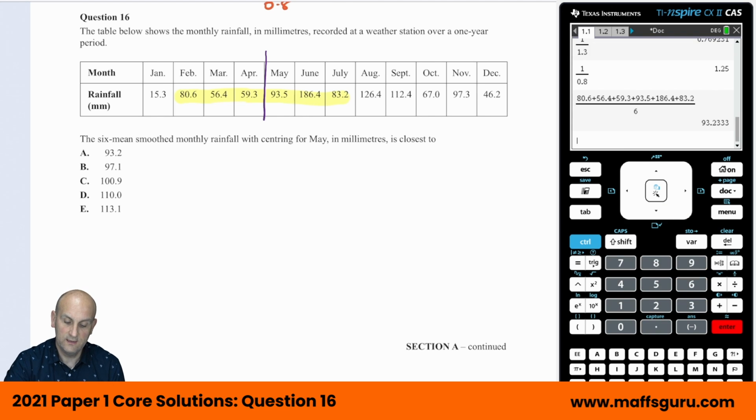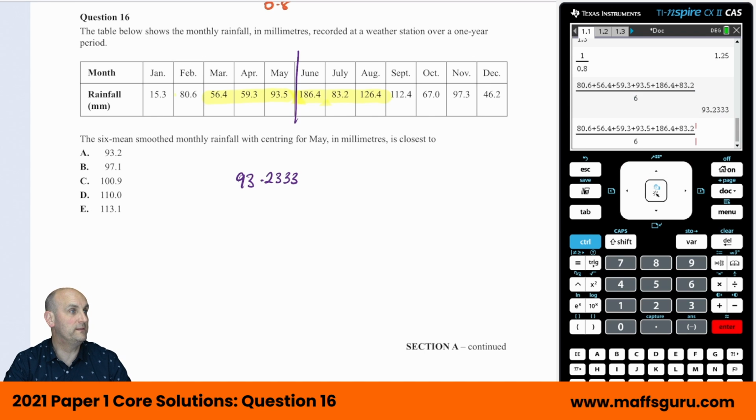Here's my answer. So we know on the left hand side that's going to be 93.2333. I'm not going to round any of these values until the very, very end. Now I'm going to repeat the process on this side, using 6 values centered around that side. Hopefully this all makes sense. So I'm going to go from 56 all the way up to 126.4.